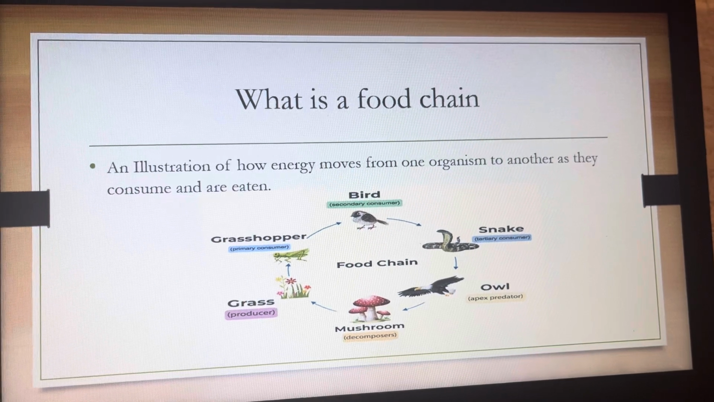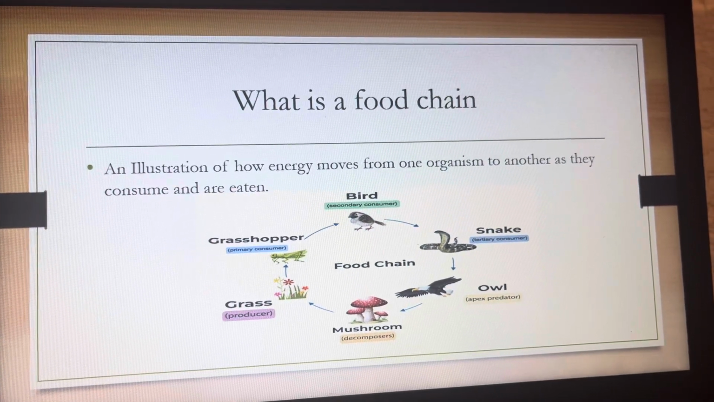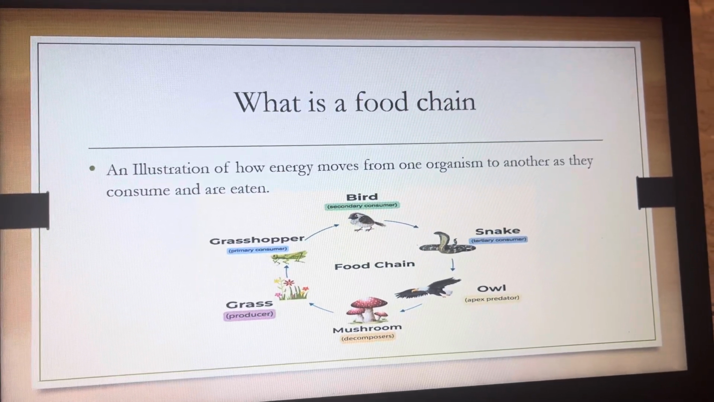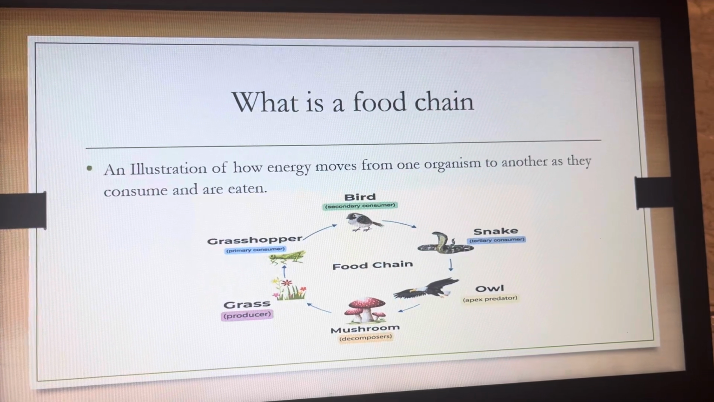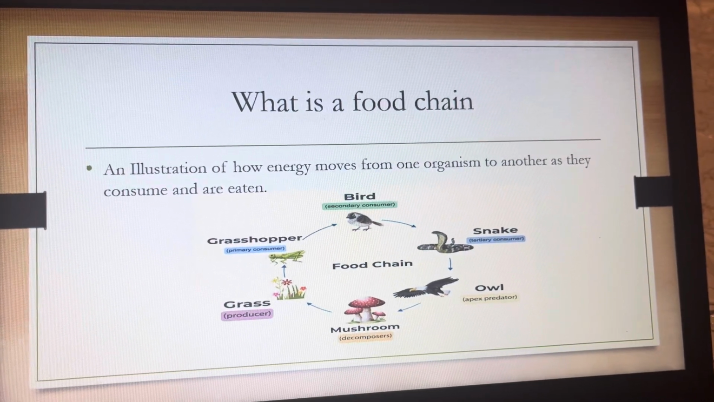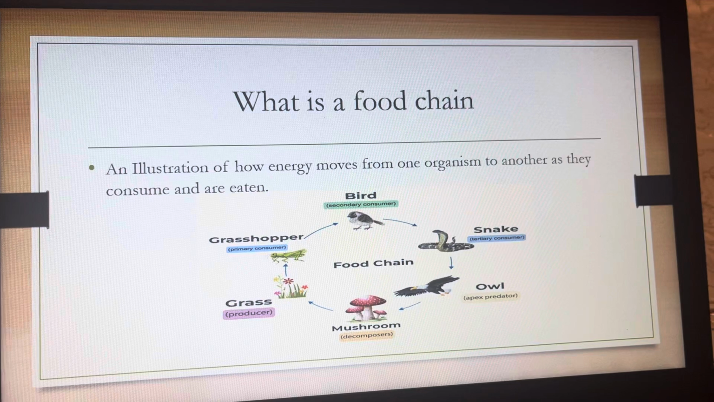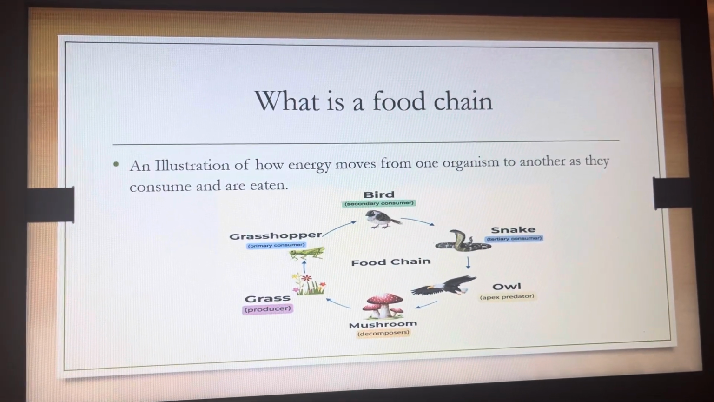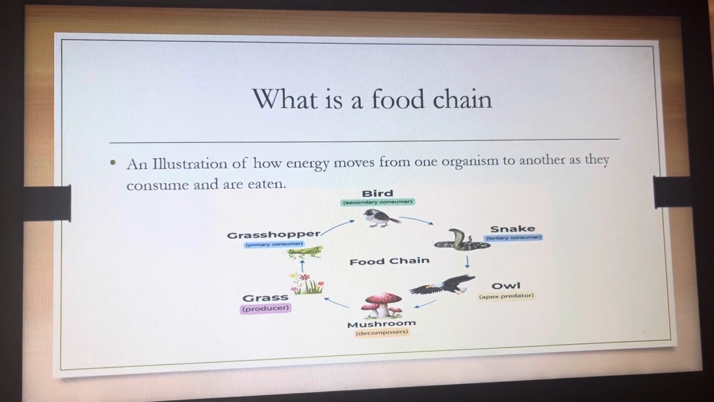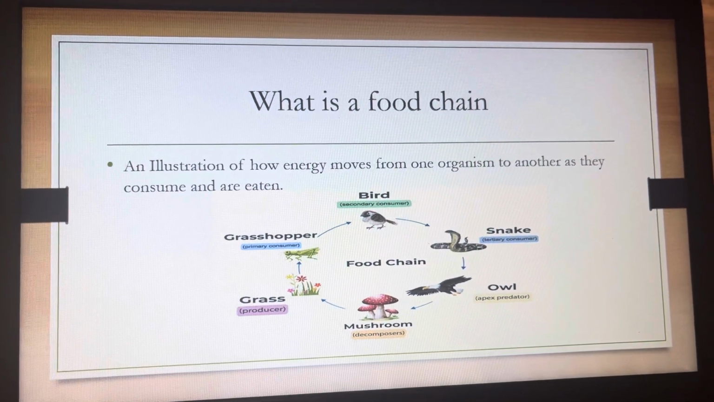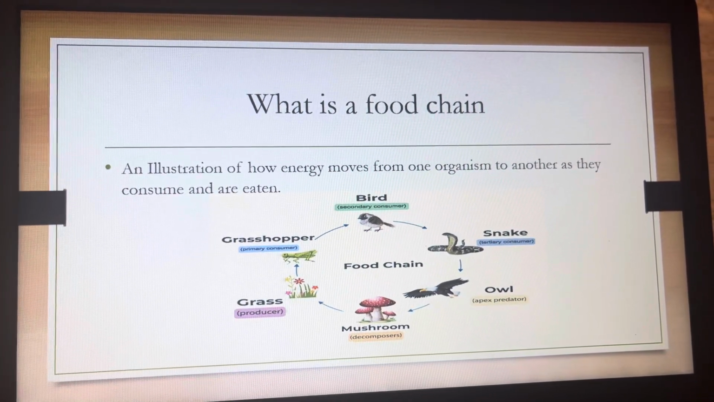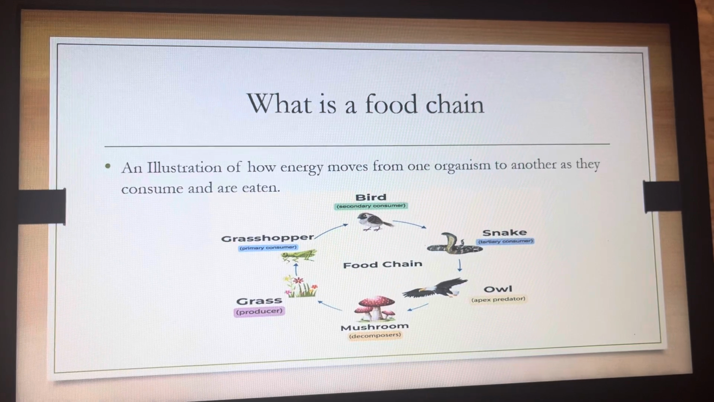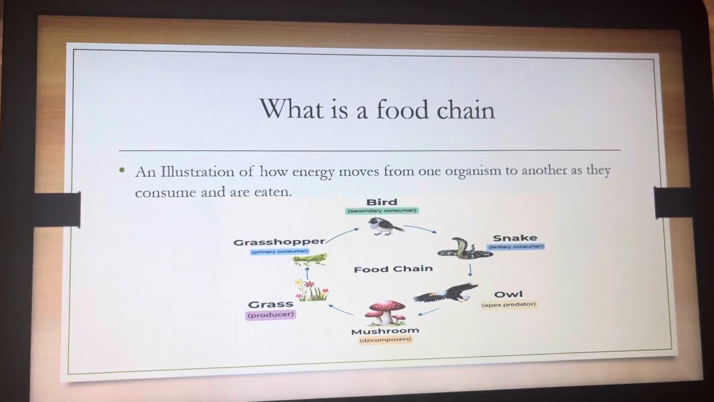So the grasshopper will get its energy from eating grass, and the bird will eat the grasshopper, and the snake will eat the bird. So forth, the owl will eat the snake. And when the owl dies, it will decompose, and its decomposition will turn into mushrooms.